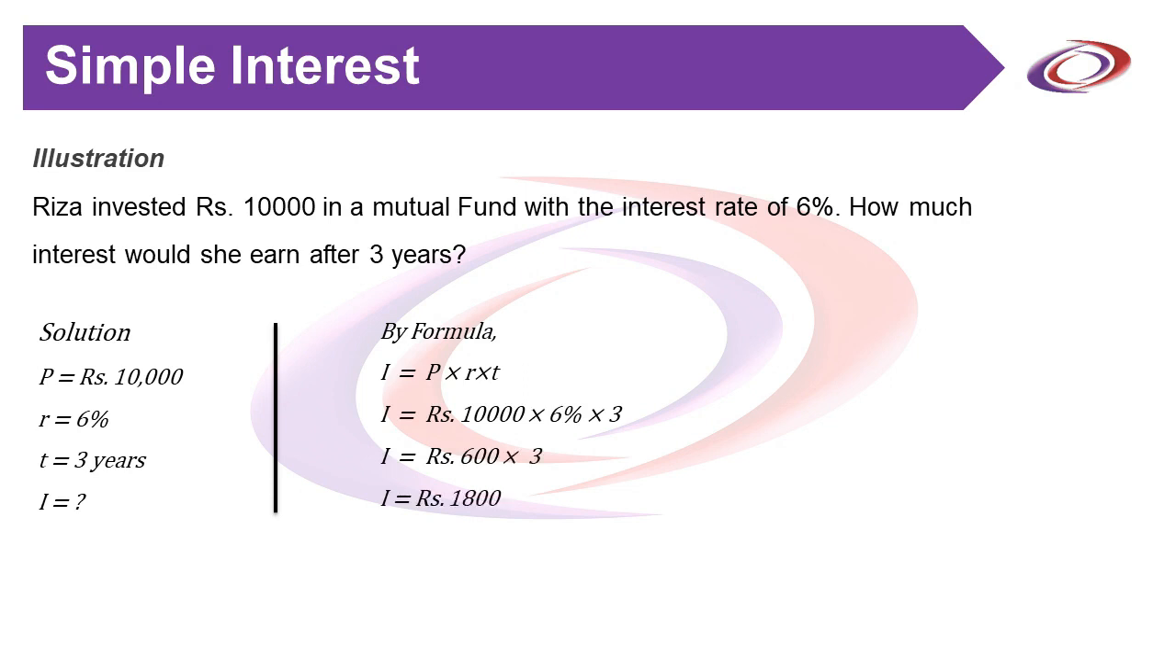So by formula, I = P × R × T. Putting the values of P, R and T, it becomes rupees 10,000 × 6% × 3. So 6% of 10,000 comes to 600. 600 multiplied by 3 comes to rupees 1800. So Riza will earn rupees 1800 interest if she invests rupees 10,000 for 3 years at 6% simple interest. Got it? Let's take it further.